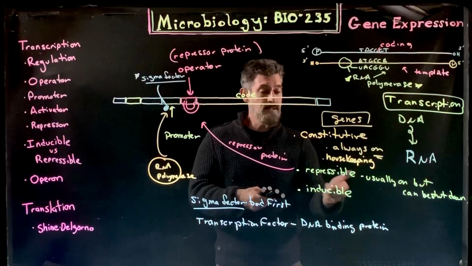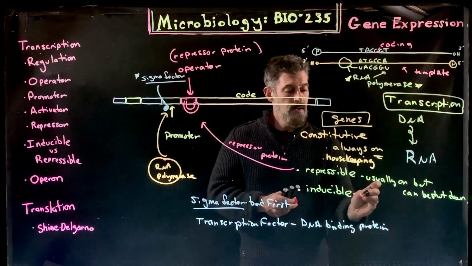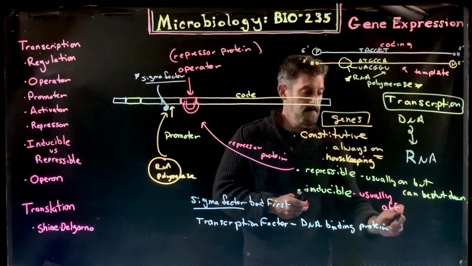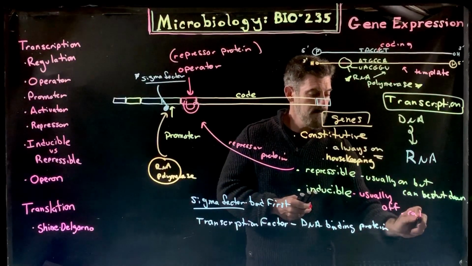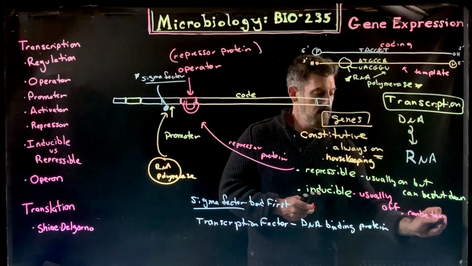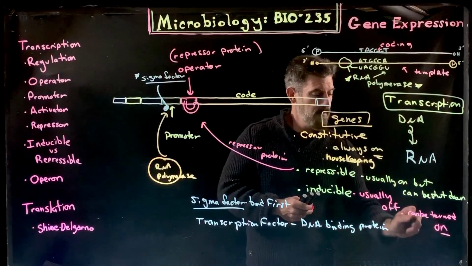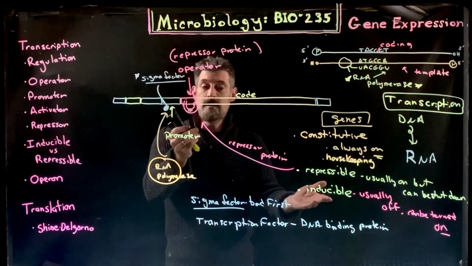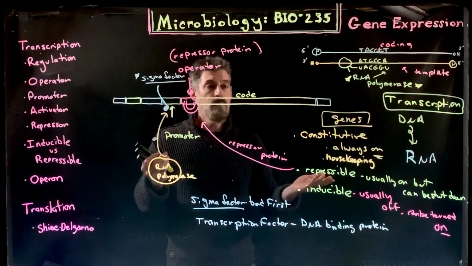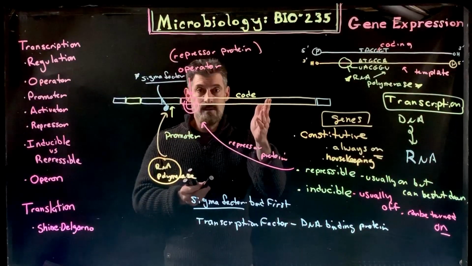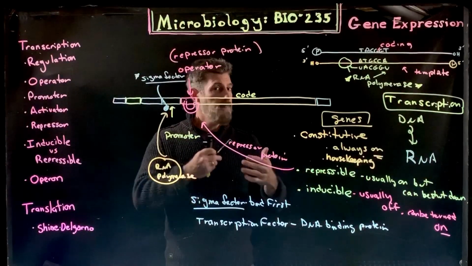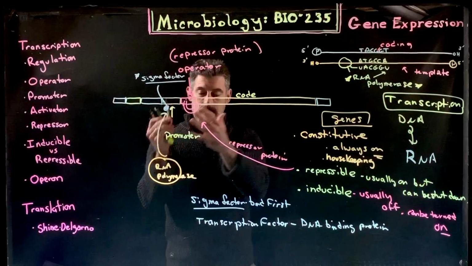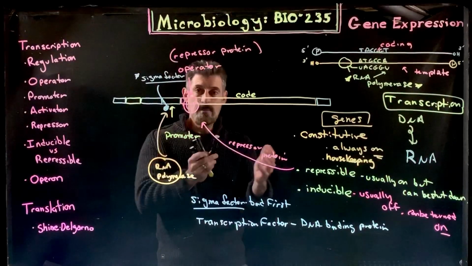Now, in contrast, an inducible gene is usually off, but it can be turned on at some point in time. With an inducible gene, the repressor protein is almost always there. And so we have the genetic information that codes for a particular protein, but the cell isn't making that protein because the repressor is stopping the machinery, the RNA polymerase, from being able to read it.